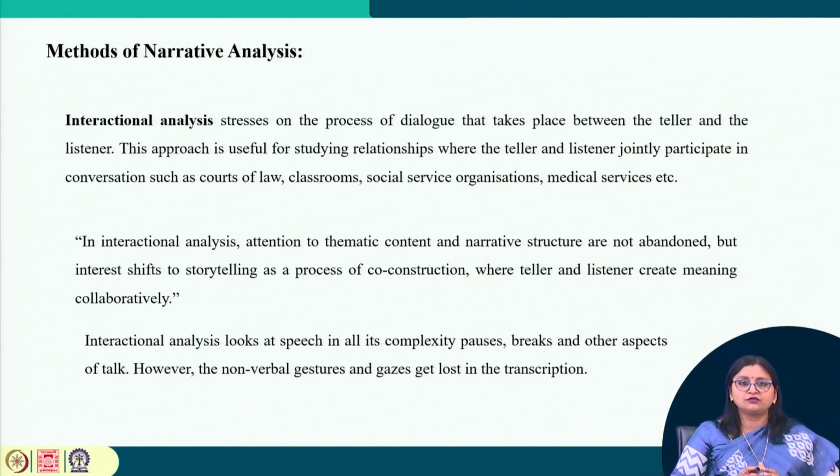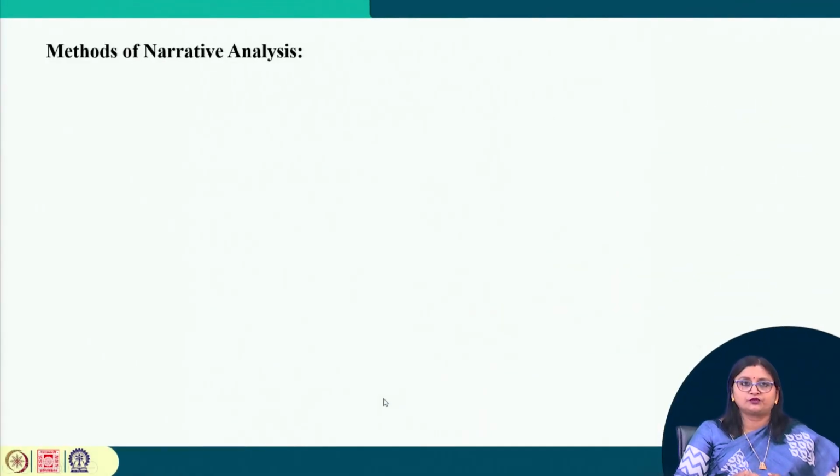Interactional analysis also looks at speech in all its complexity: pauses, breaks, other aspects of talk. However, the non-verbal gestures and gazes get lost in the transcription, because they are not noting those postures or the non-verbal breaks or words. So, that is missing in the report.